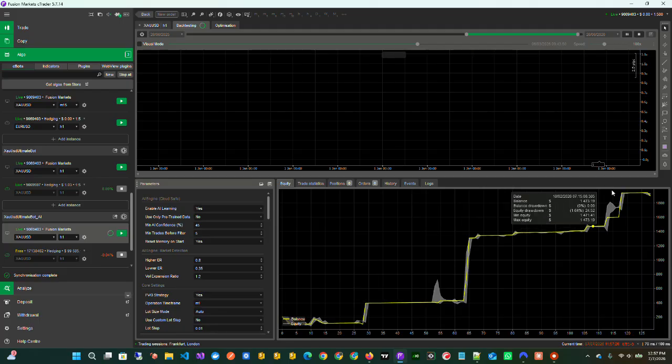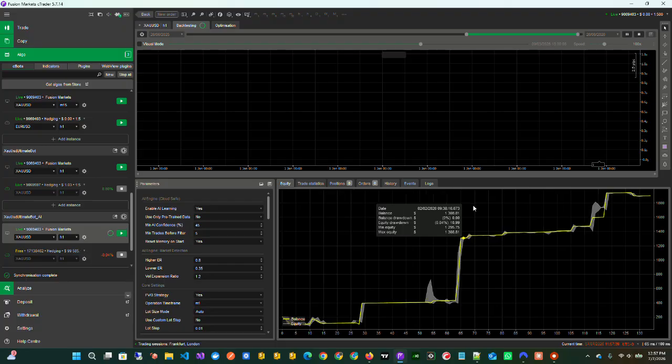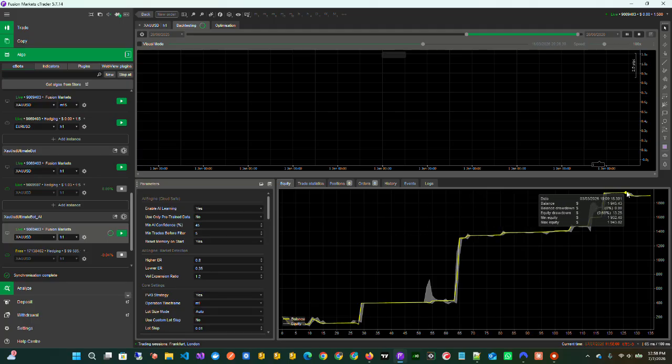From $200, we now have almost $2,000. Let's see how much we'll be able to grow it before the market regime changes. This is March. Okay.